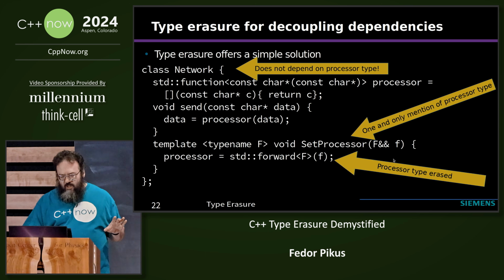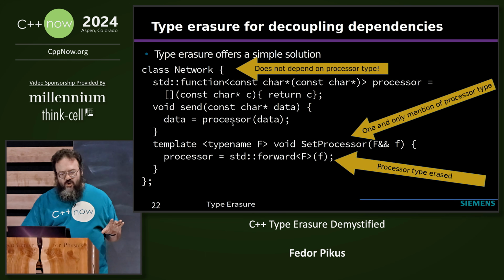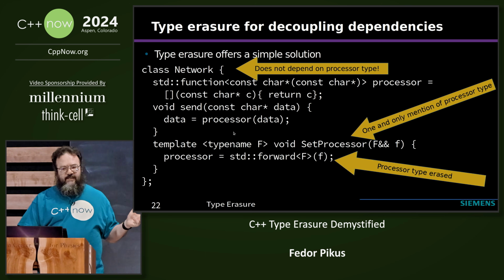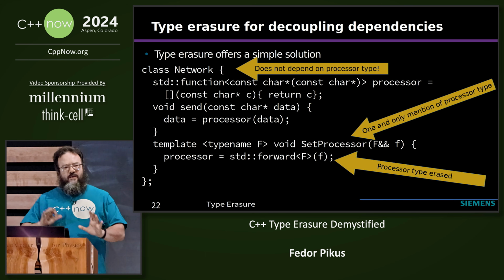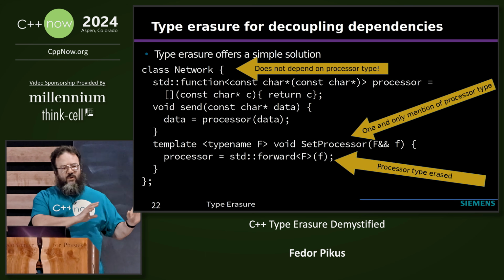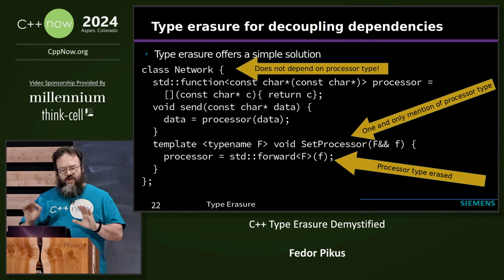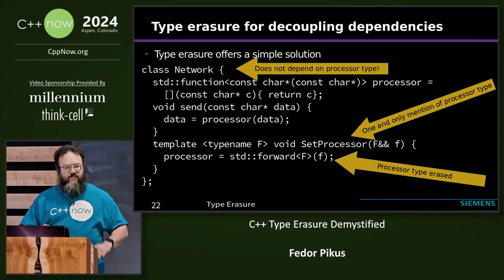So you will give it a callable. The callable will be assigned, so installed into this function, and next time you call send, that processor will be invoked. Yes, I'm assuming that there is only one processor at any given time, but that's a design mechanic. You could have multiple processors, but I'm not talking about network design. The point is that this entire generic code is completely agnostic of the processor type, and yet I can have my processor types written and installed into this network. If I need to change my processor, nobody has to recompile except me.